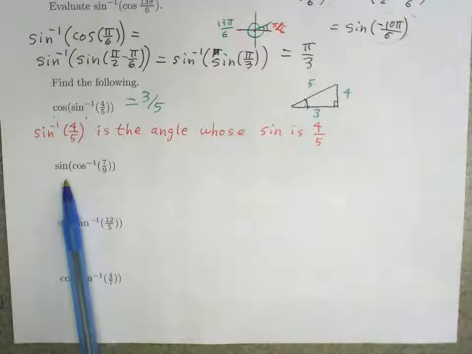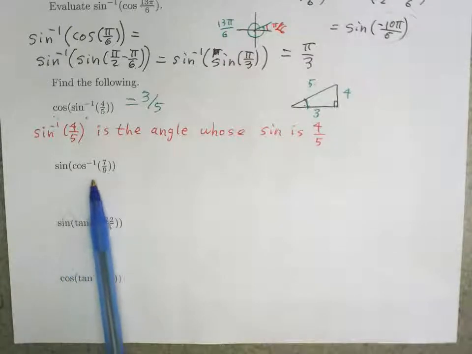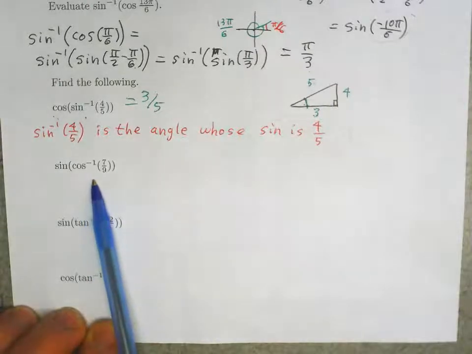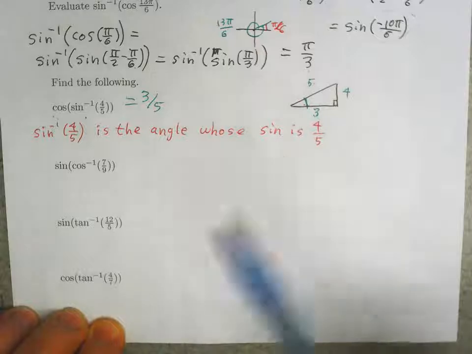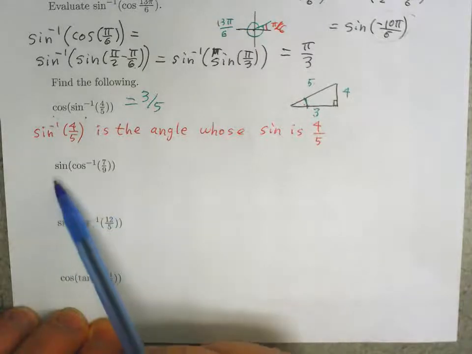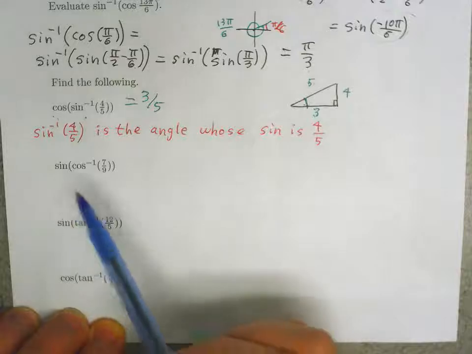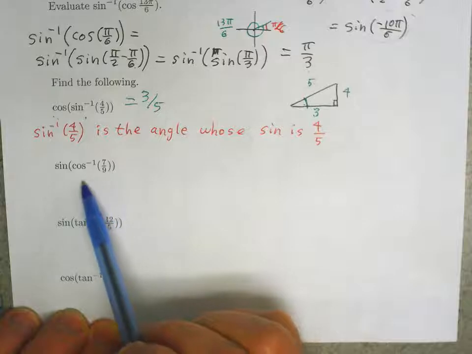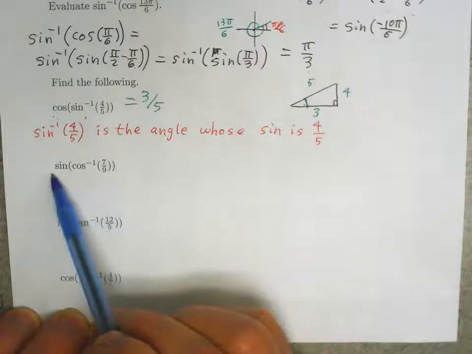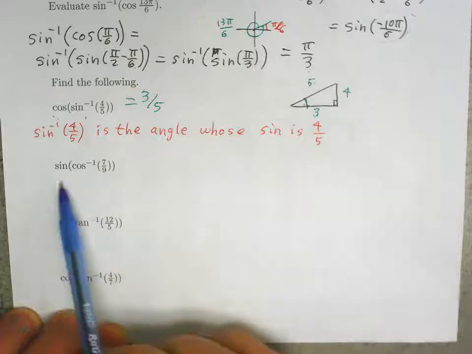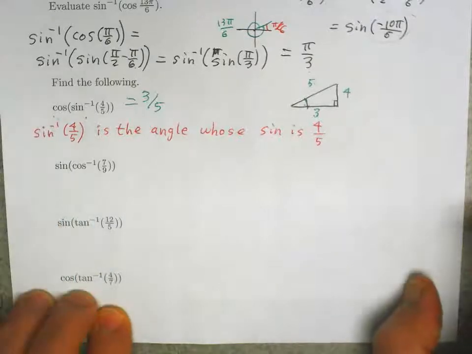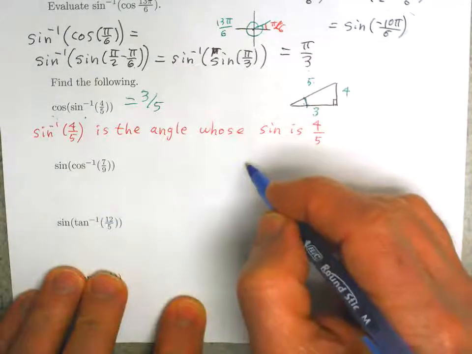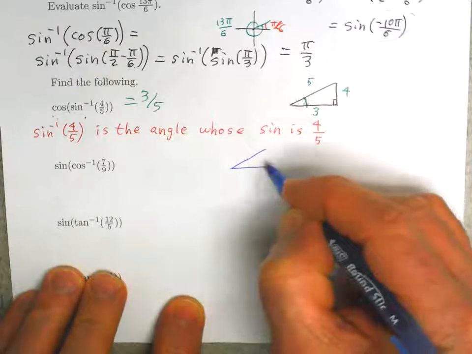Find the sine of inverse cosine of 7/9. The inverse cosine has a range between 0 and pi. Sine of 0 is 0 and sine of pi is 0, but in between 0 and pi, sine is positive. So we're expecting this to be a positive number, and we can use a right triangle. The angle whose cosine is 7/9.